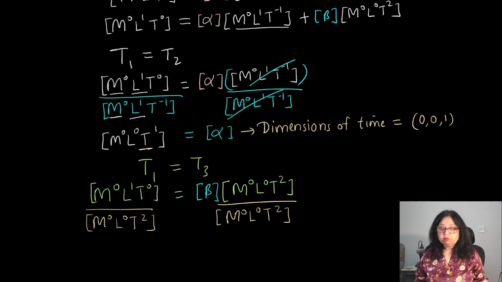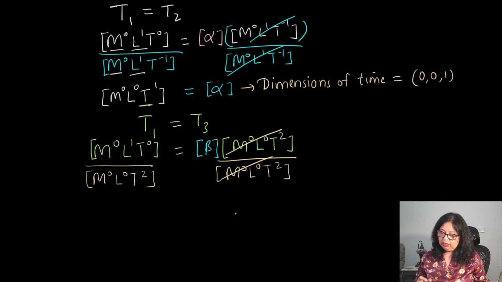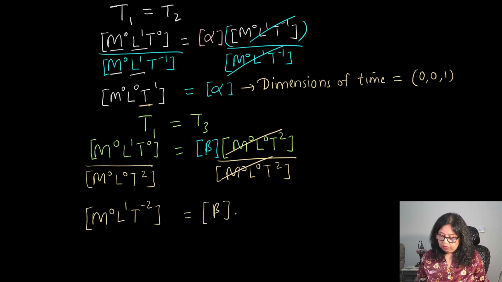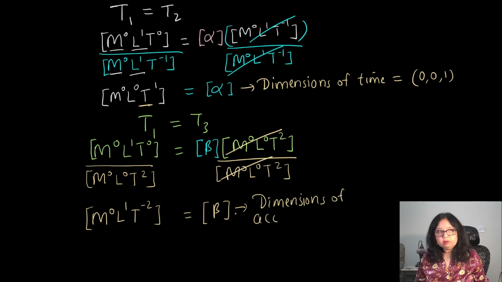This cancels out everything except beta on the right-hand side. And on the left-hand side, we get M0 divided by M0 is M0, L1 divided by L0 is L1, and T0 divided by T2 is T to the power minus 2. This is the dimensional formula for beta. So this has dimensions of acceleration.